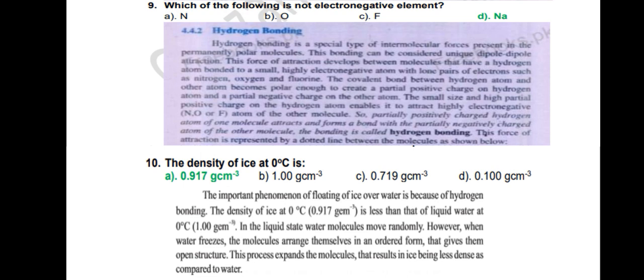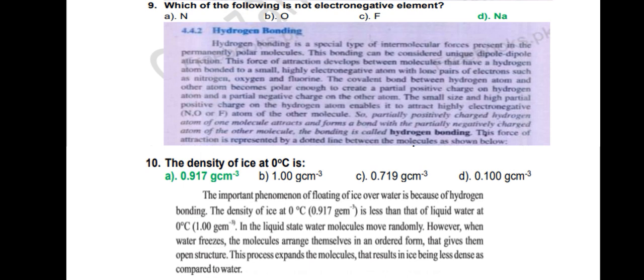Which one of the following is not an electronegative element? Nitrogen is an electronegative element. Oxygen is also an electronegative element. Fluorine is the most electronegative element. And sodium, that is an electropositive element. So option D will be correct, because alkali metals are highly reactive due to their electropositive character, and sodium belongs to alkali metals, so it is not an electronegative element, but an electropositive element.